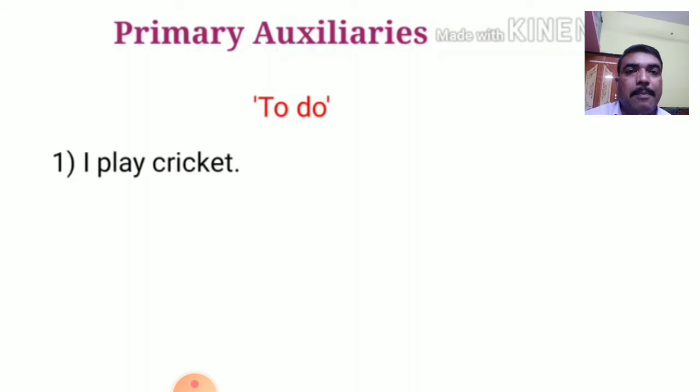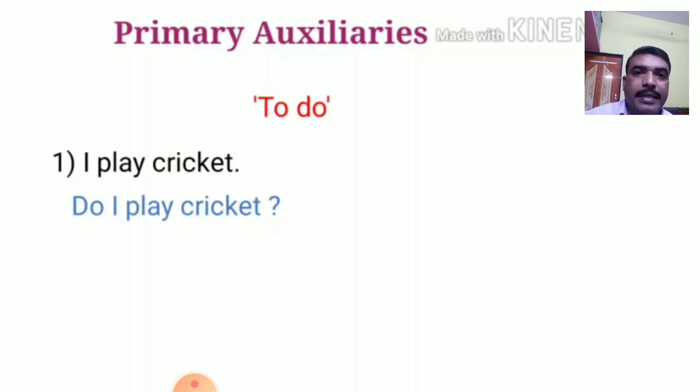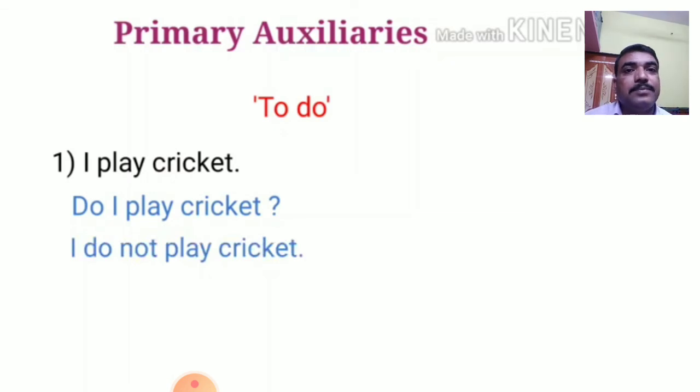To do verbs, again, play a very important role in forming the primary auxiliaries. Like I play cricket. In that there is a primary auxiliary. I do play cricket. Or if you want to frame a question, you have to bring the to do primary auxiliary forward. That is, do I play cricket? I do not play cricket. When you make the negative with these to do verbs, the sentence will be like that. I do not play cricket.